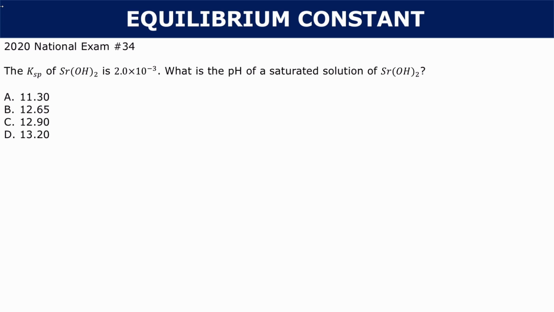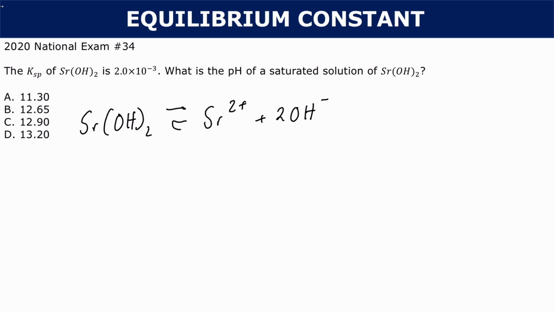The KSP of Sr(OH)2 is 2.0 times 10 to the minus third. What is the pH of a saturated solution of Sr(OH)2? Saturated just means that all the amount that can dissociate has dissociated. So we have Sr(OH)2, and that's going to be in equilibrium with Sr2+ and then 2 OH minus ions.